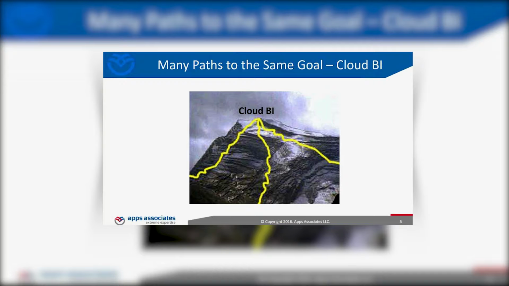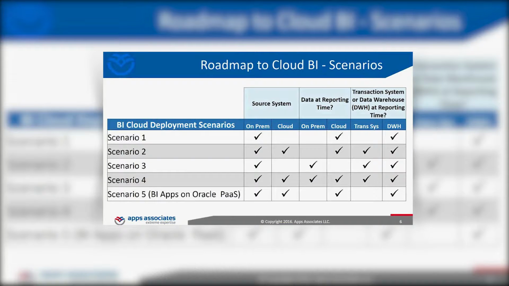Virtually no organization goes to the cloud in one fell swoop. It's very, very difficult. Normally they start with certain types of applications, certain types of analytics, but over time the gravitational pull of the cloud for many applications is kind of irresistible. So there are many ways to get to that summit, to get to Cloud BI. That's what we're going to talk about today. So let's talk about those scenarios.